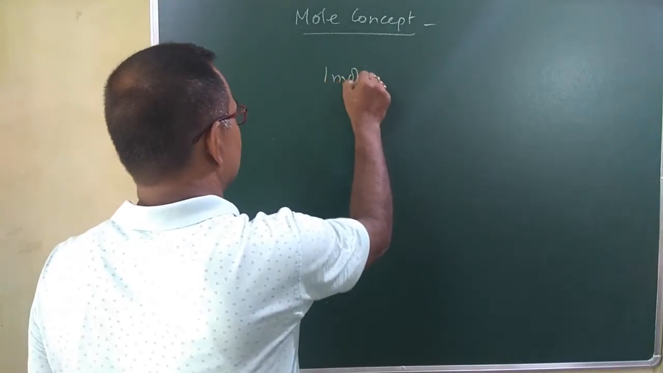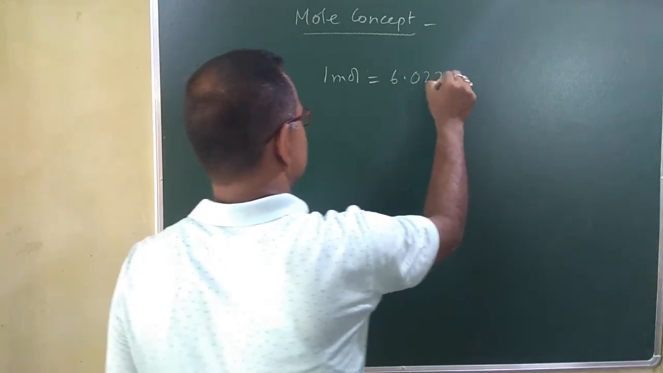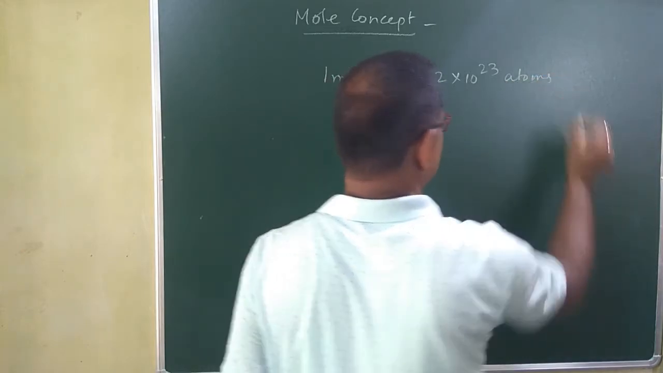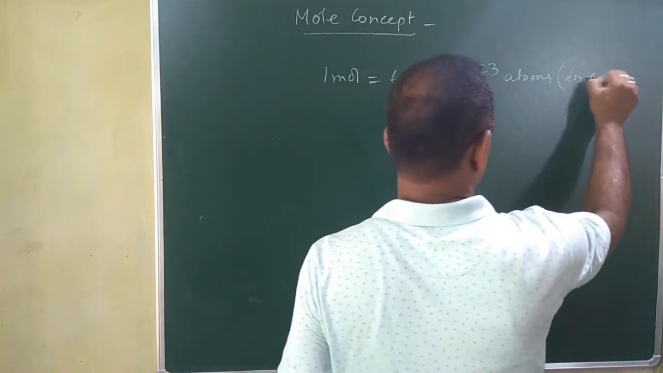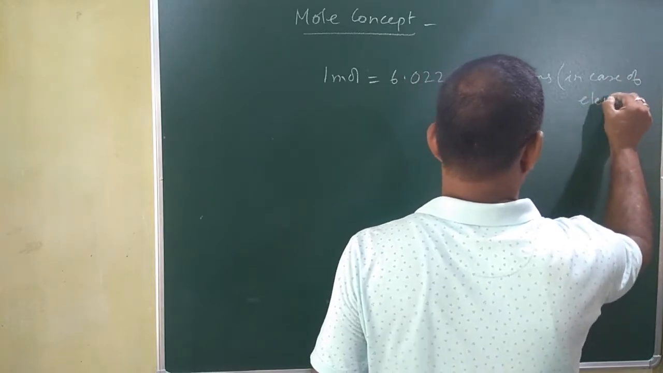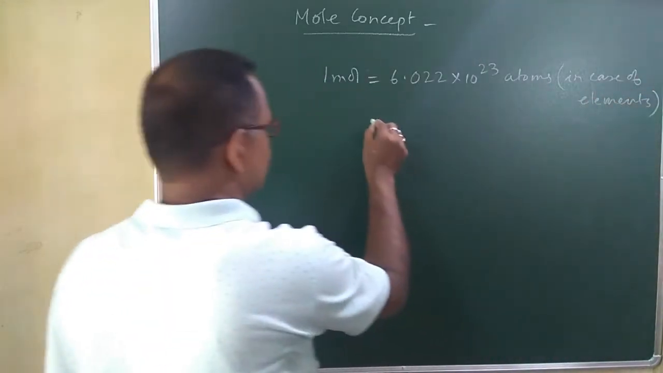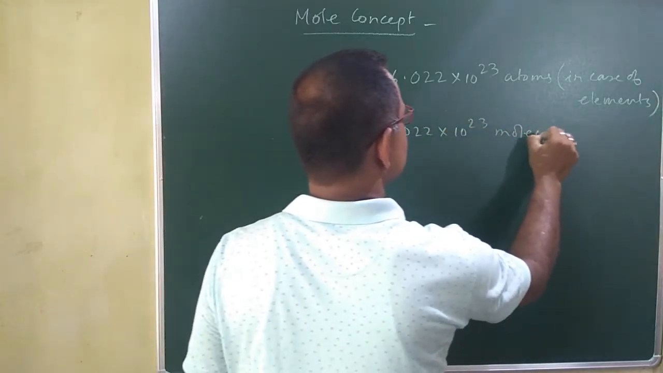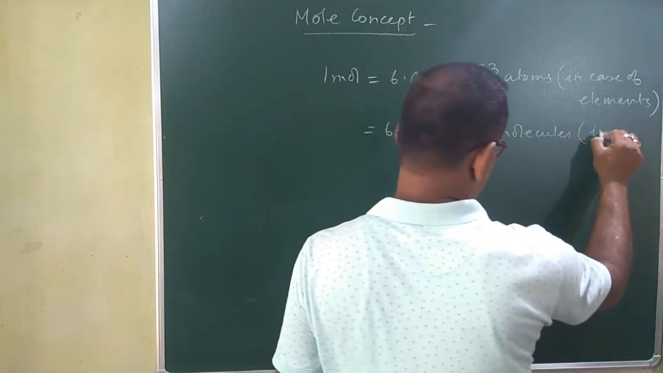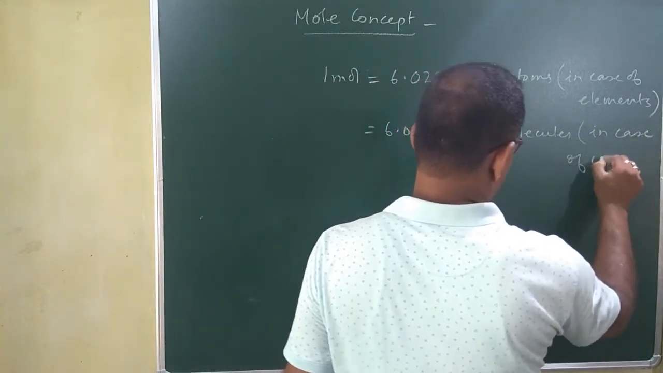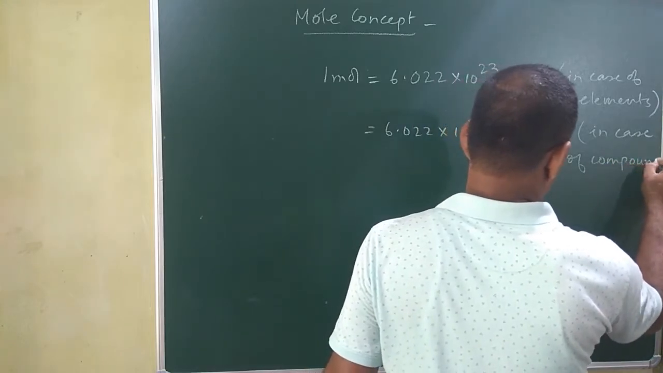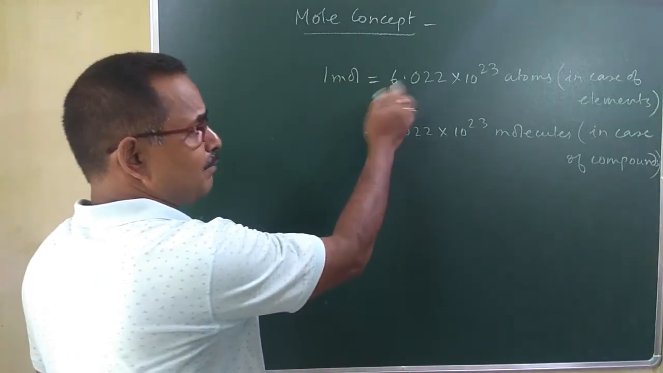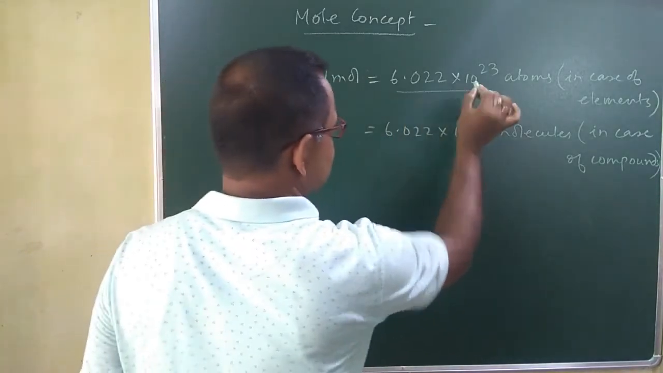One mole is equal to 6.022 multiplied by 10 to the power 23 atoms in case of elements, equal to 6.022 multiplied by 10 to the power 23 molecules in case of compounds, because 12 gram of C12 isotope contains this much atoms.